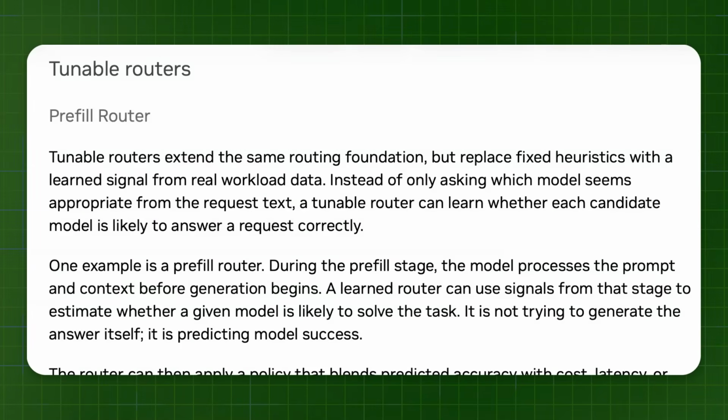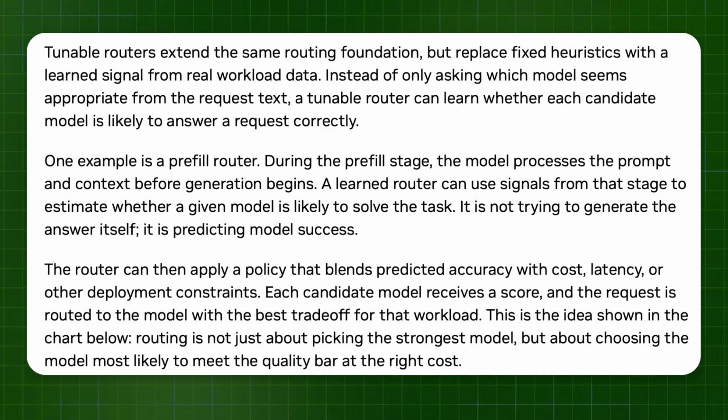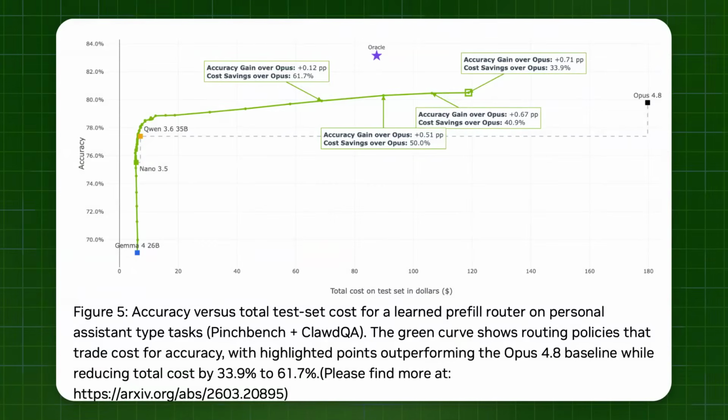All right, the second family of routing algorithms are the tunable ones. So an example of this is the pre-fill router. This is a learned model that reads the pre-fill stage signals, and its output is not actually answering any of those things. Its output is just predicting the model success. So it's not actually generating answers. It's basically got a policy that blends that predicted accuracy with things like cost and latency. Now, NVIDIA's actually got a whole paper around this particular approach.